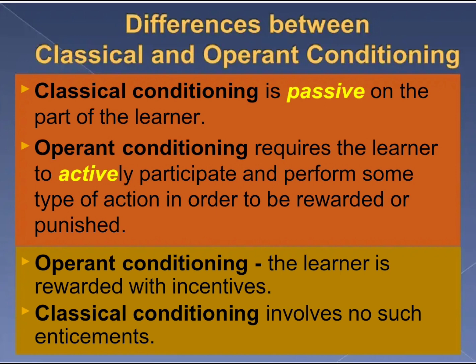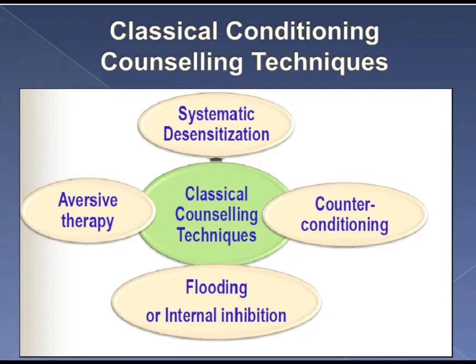Classical conditioning is passive on the part of the learner. Operant conditioning requires the learner to actively participate and perform some type of action in order to be rewarded or punished. In operant conditioning, the learner is rewarded with incentives. Classical conditioning involves no such incentives.